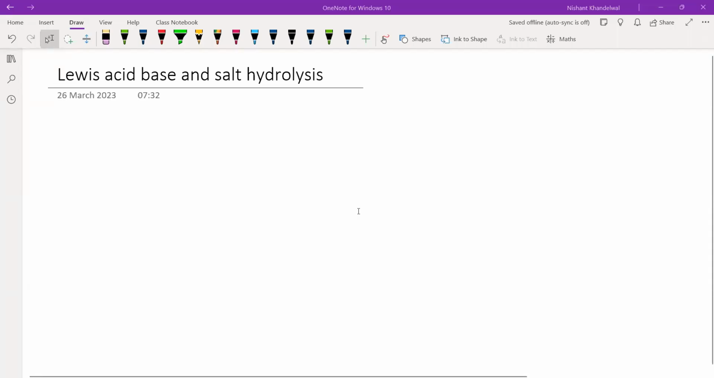So now our next topic is, we are skipping this salt hydrolysis. Yes, we will come back to it. And today we are going to discuss this Lewis acid and base concept. Yes, and this is really a very important definition.